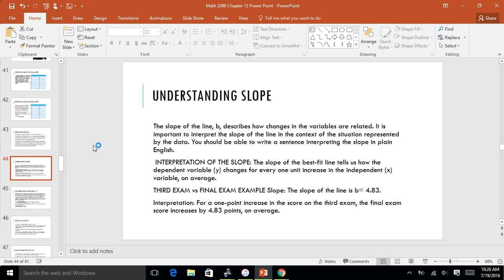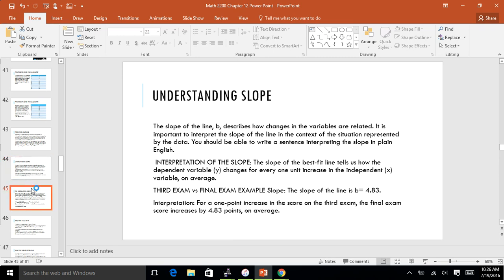Okay, so interpretation of the slope. The slope of the line of best fit tells us how the dependent variable y changes for every 1 unit increase for the independent variable of x. So for the third exam and the final exam example, the slope was 4.83. That means for a 1-point increase in the score on exam 3, the final exam score increases by 4.83 points. Okay, does that make sense? So I showed how for every one of X, which is the third exam, the final exam increases by 4.83 points.